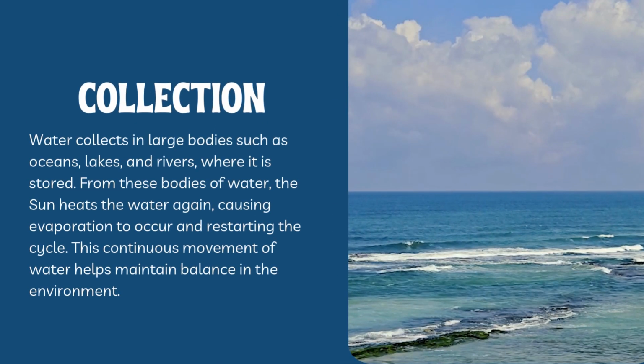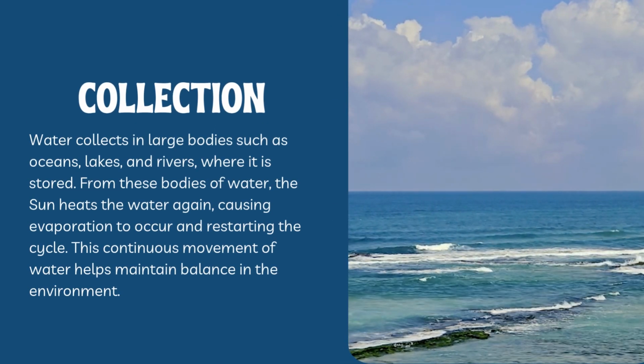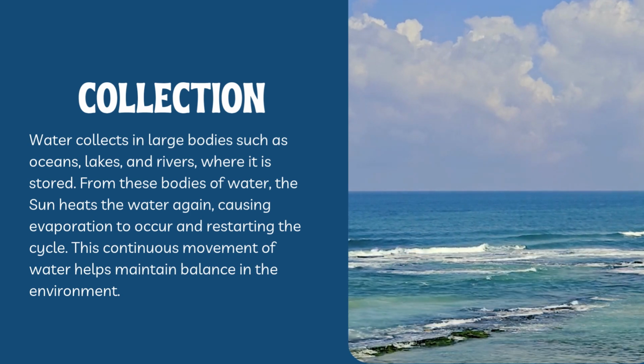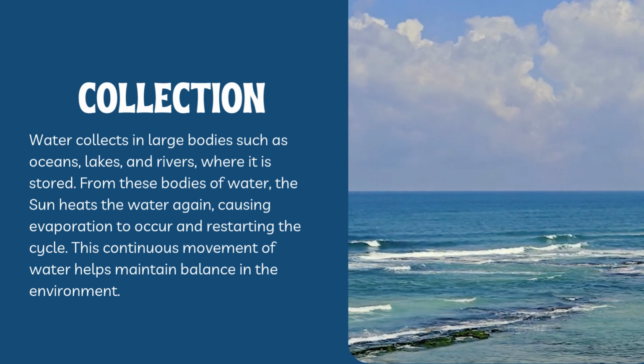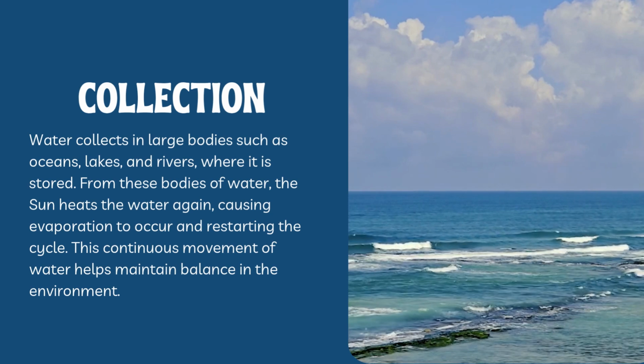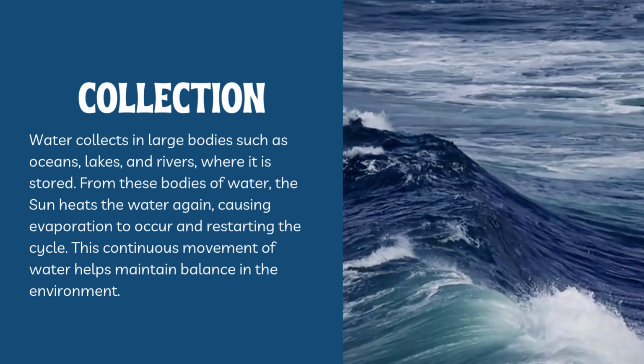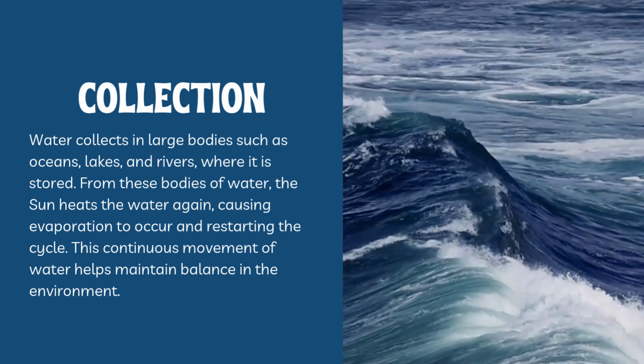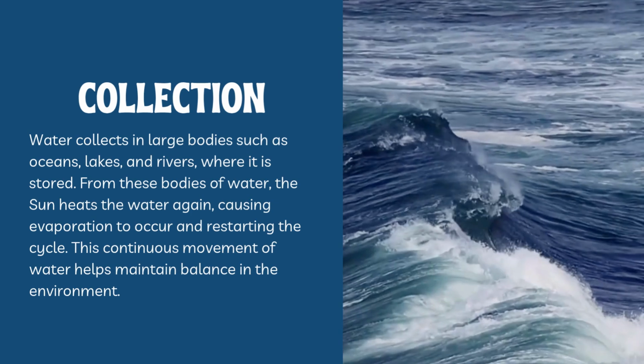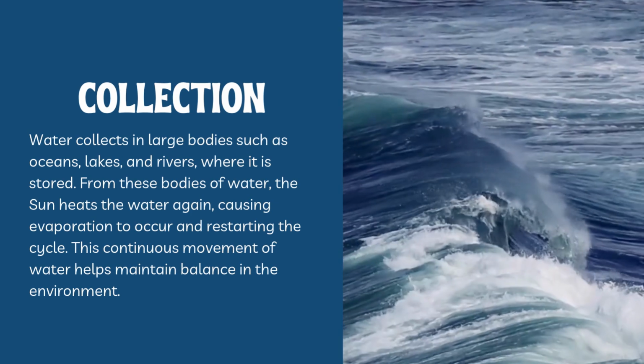The second step is collection. Water collects in large bodies such as oceans, lakes, and rivers, where it is stored. From these bodies of water, the sun heats the water again, causing evaporation to occur and restarting the cycle. This continuous movement of water helps maintain balance in the environment.